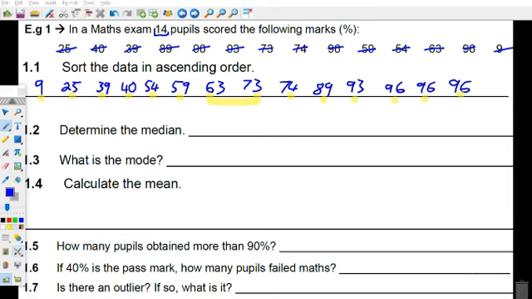How do you find the middle of two numbers? We can subtract. 73 minus 63 is equal to 10, divided by 2, so it's 5. They're 10 units apart from each other, so it needs to be 5 on one side and 5 on the other side. So it's going to be 68. So the median here is 68.